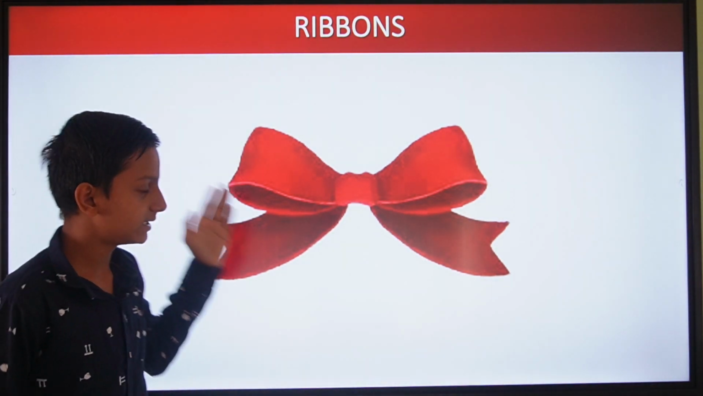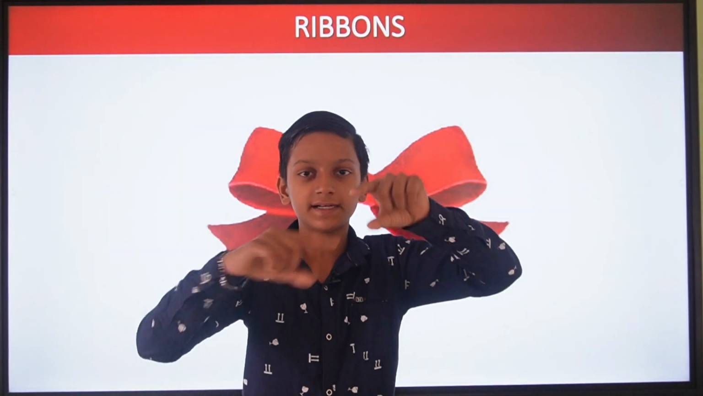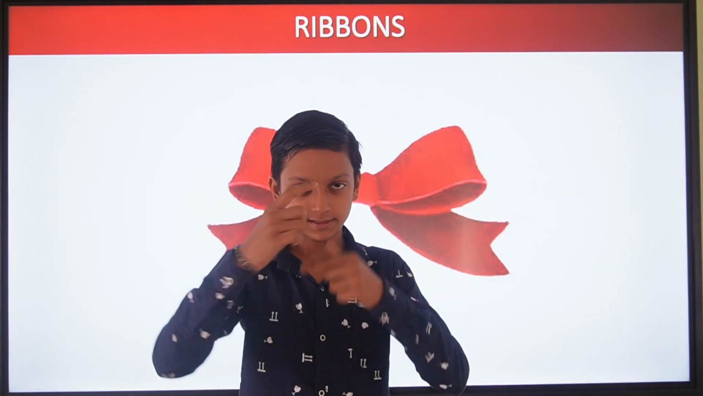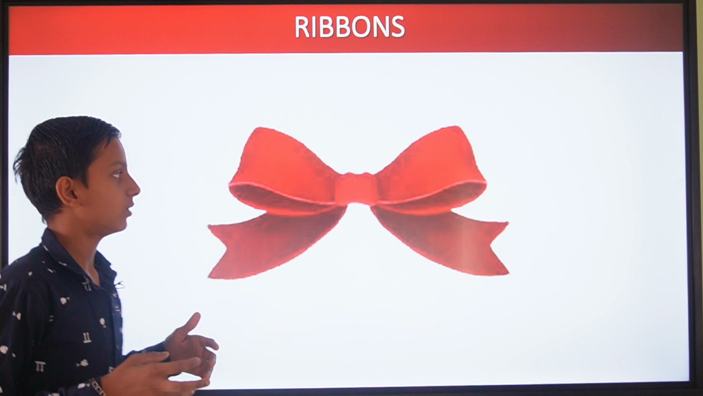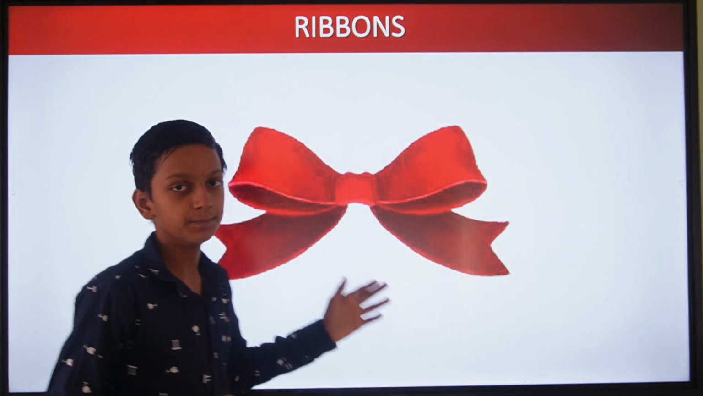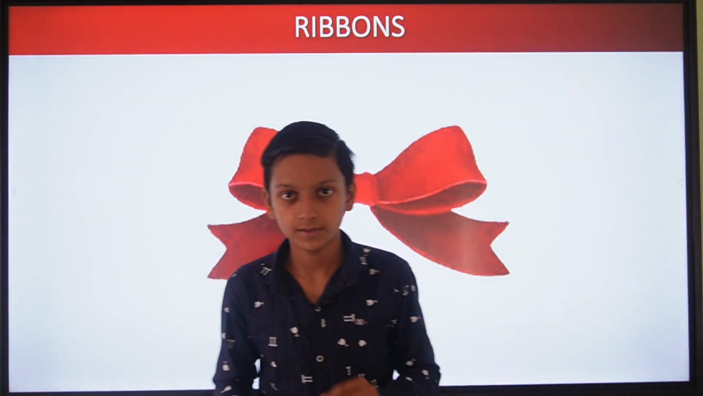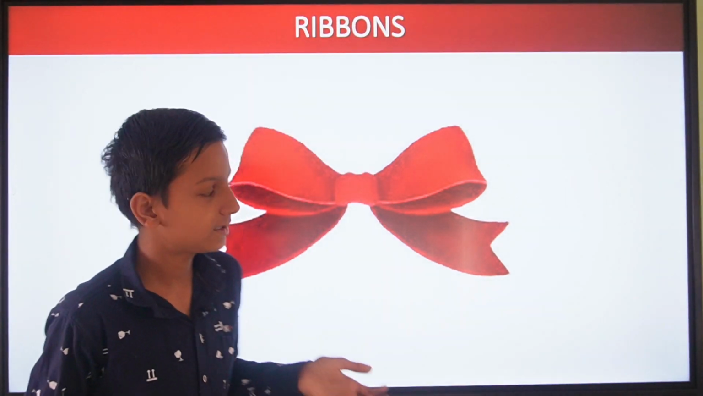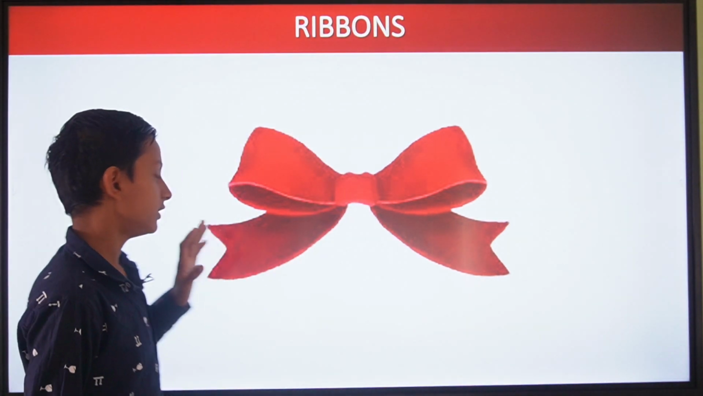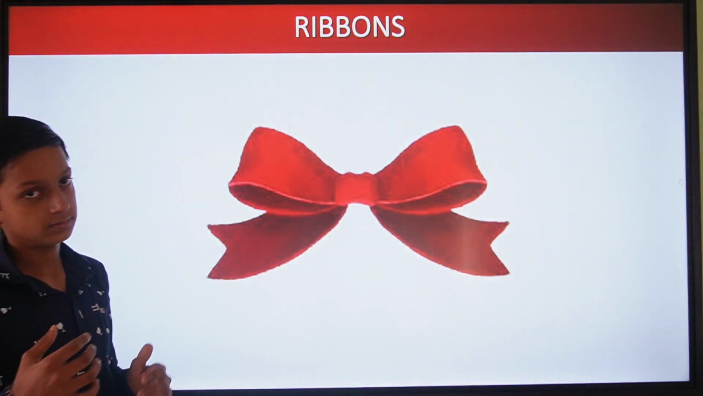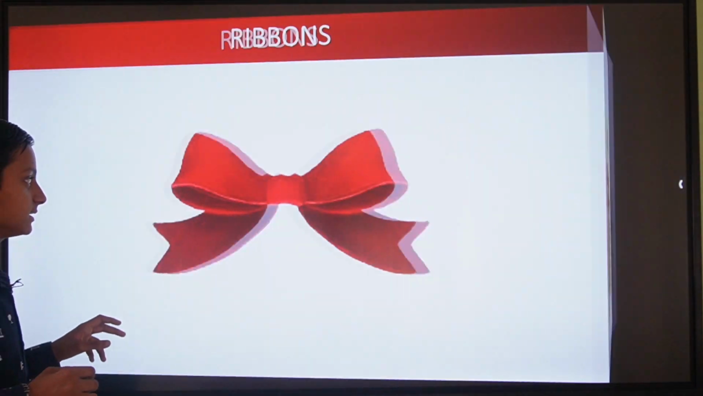These are called ribbons when you get a red thread-like tape surrounded around a round object. That's what is called a ribbon. When you tie it anywhere you want, that's a ribbon. It's like silky, right? Okay, now you have understood what a ribbon is. Now let's move to our next word.